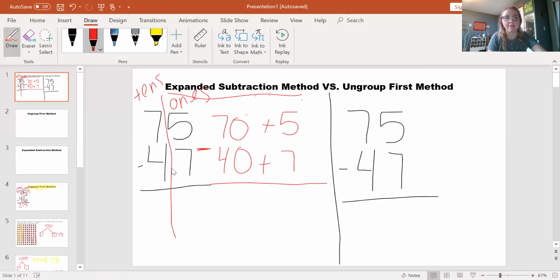So we can't take 5 minus 7. I can't give you 5 of something and then you take 7 away. So we need to borrow.